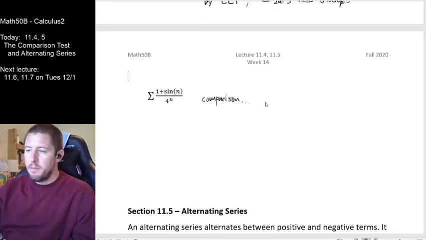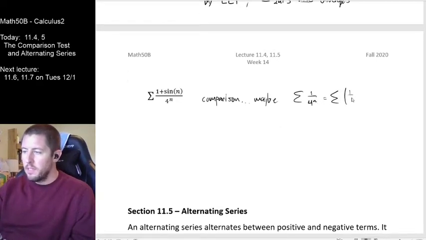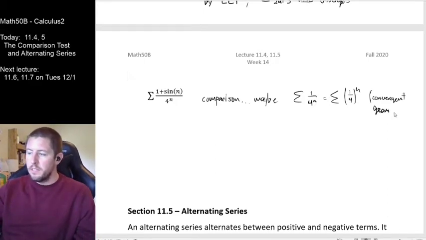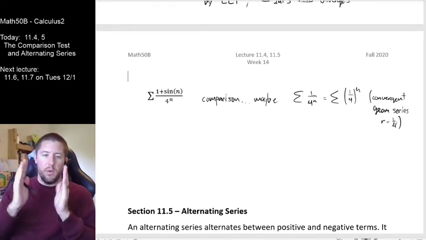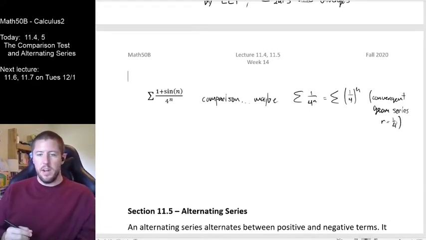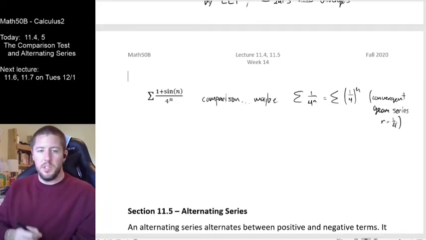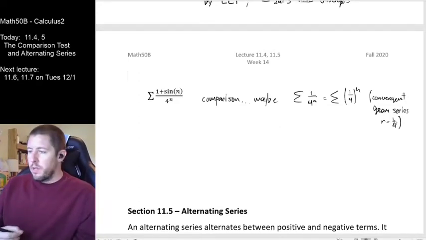Well, I guess the thing that I'm seeing here is just a 1 over 4 to the n, also known as 1/4 to the n, which is a convergent geometric series with r equals 1/4 right there. Any r value between -1 and 1 will cause us to converge, according to the geometric series rules that are out there. So let's do a comparison.